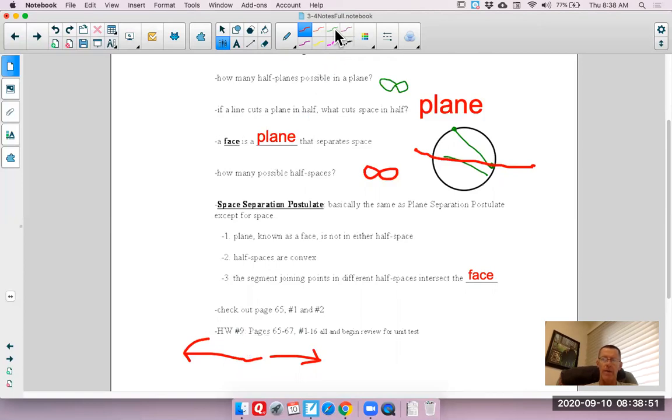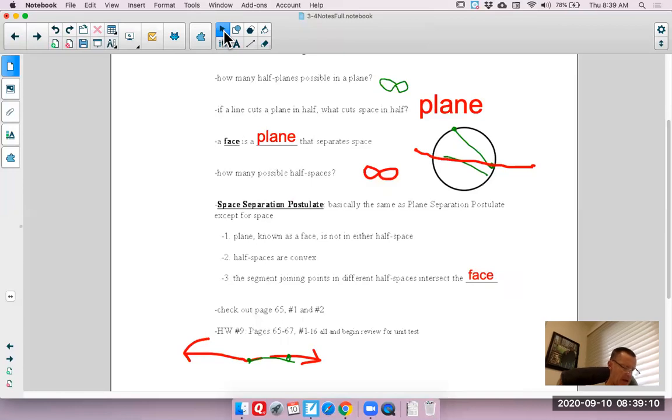So what if I picked this point right here and this point right here? Does the segment that connects them leave the set? Yeah, it sure does, right there, right? It leaves it because we took that point out. So that would not be convex, it would be concave.